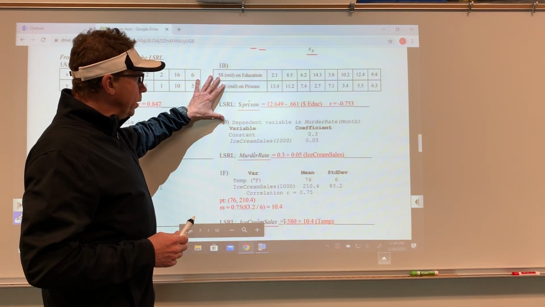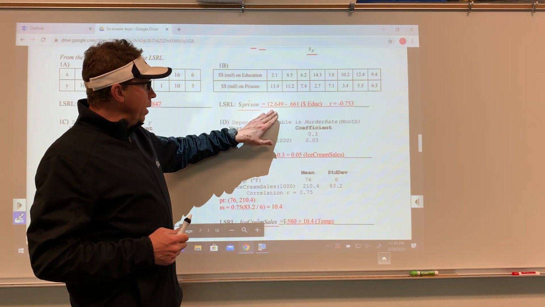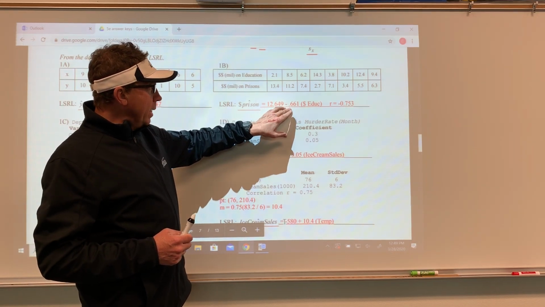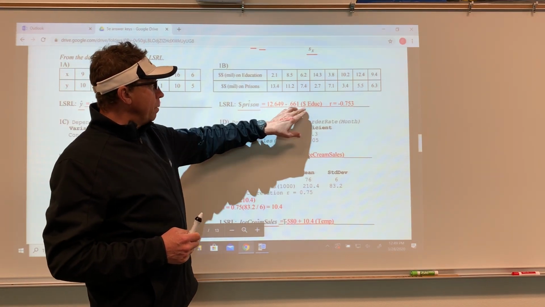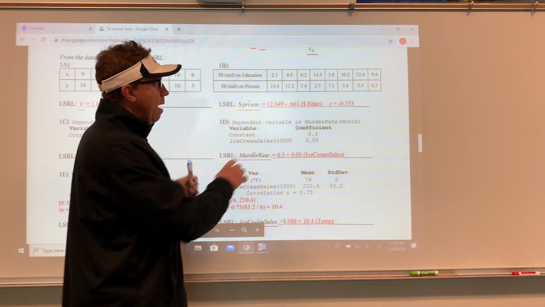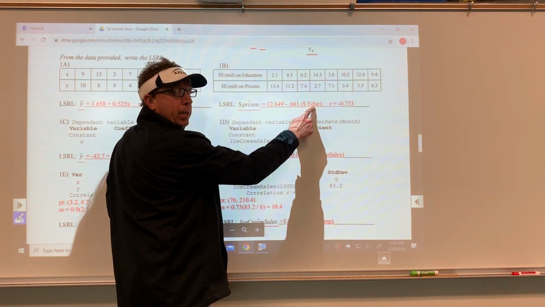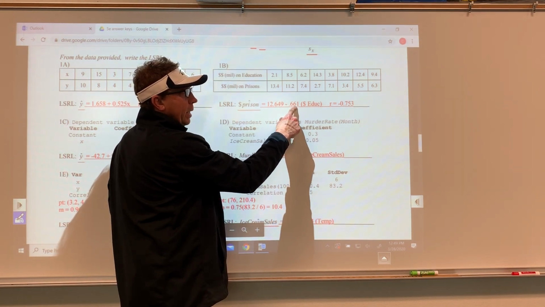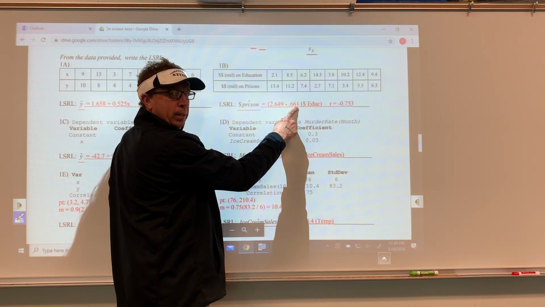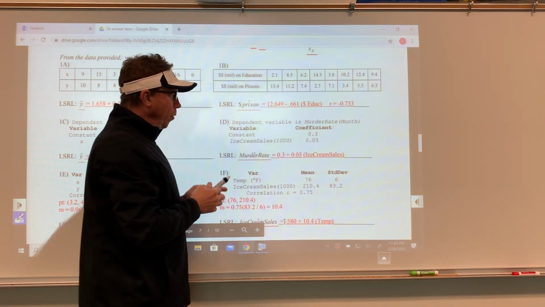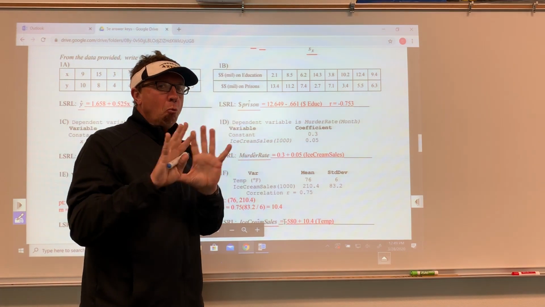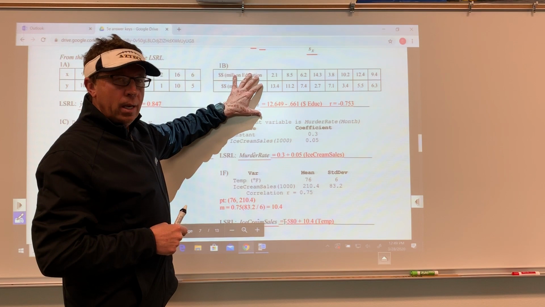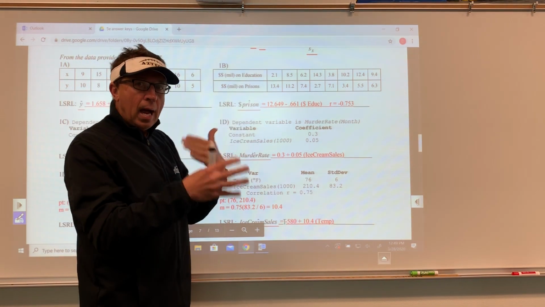And this is in millions. So as you can see, the answer is 12.6 million minus 0.661 times million spent on education. So for every million you spend on education, you will spend 0.661 millions less on prisons. That's how this reads. Although the reading of this, we're not really worried about today. Today we're just worried about getting the line itself, okay?